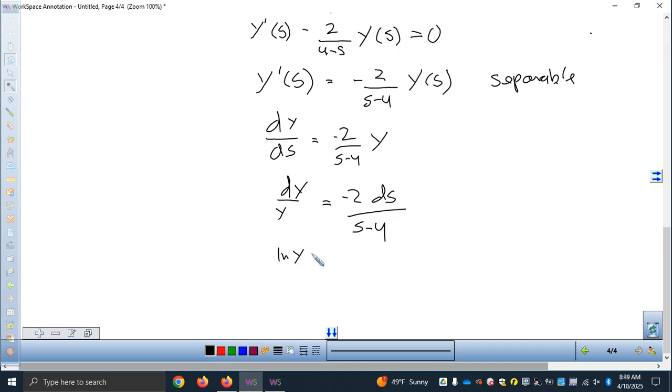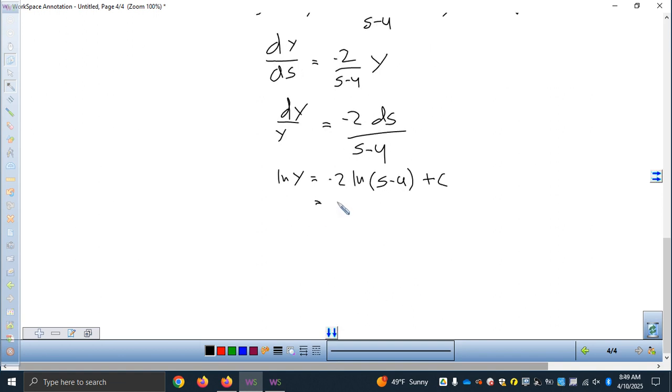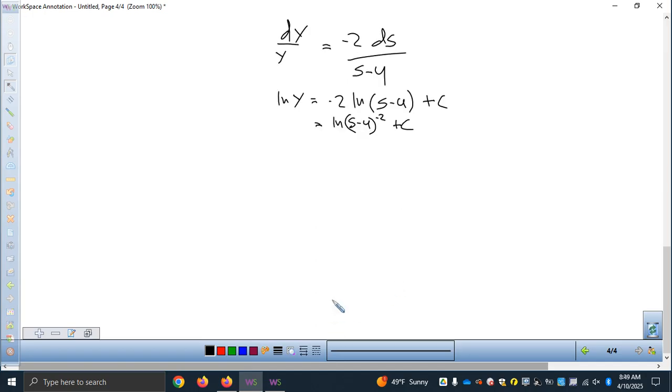So the natural log of y equals minus 2 natural log of s minus 4 plus our constant of integration, which I'm going to write as natural log of s minus 4 to the negative 2 plus our constant of integration. We exponentiate both sides and rearrange. We get y equals e to the c, which I'm going to call c1, over s minus 4 squared. And this is y of s.